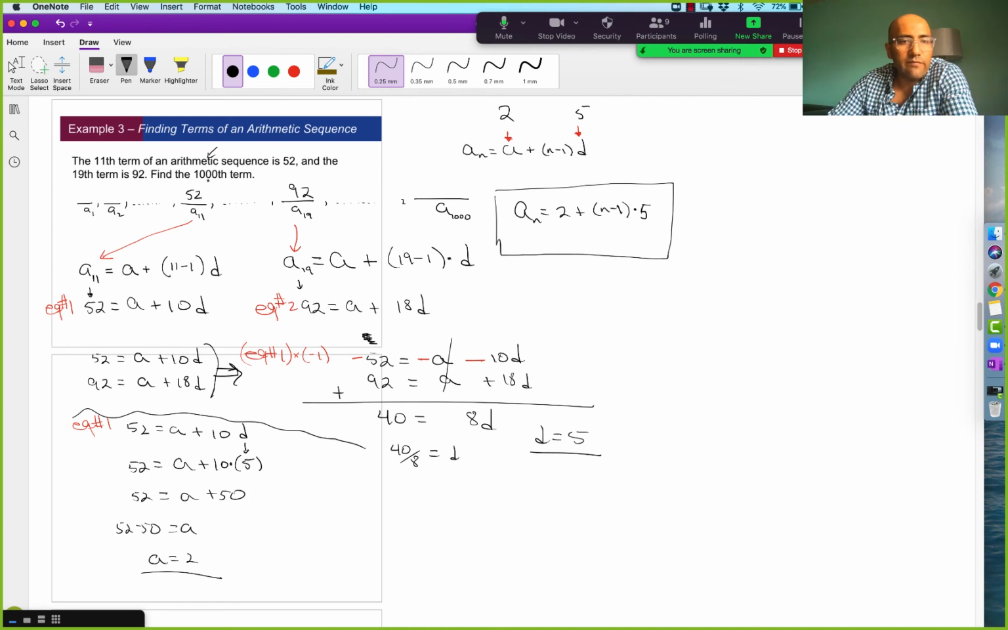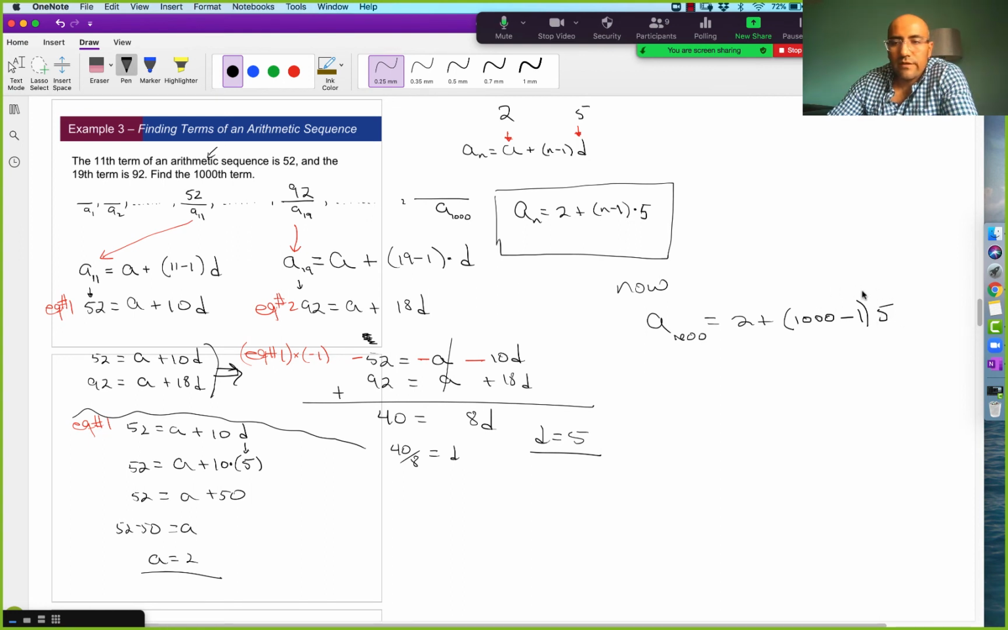Once we have our formula, we can find the 1,000th term. So now a sub 1,000 is going to be equal to 2 plus 1,000 minus 1 times 5.